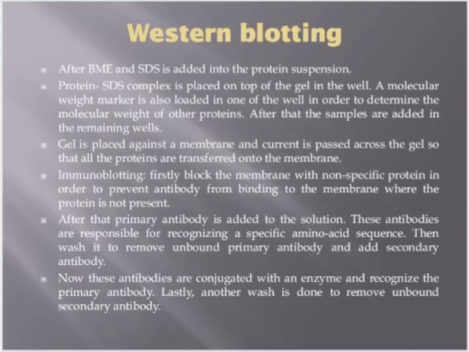Lastly, another wash is done to remove unbound secondary antibody. Here, chemiluminescent substrate is used for detection. The light is emitted once the substrate has been added and can be detected with a film imager. Applications of Western blotting are as used in clinical purposes. Western blotting is used to detect a specific protein in low quantity and also used for quantifying a gene product.